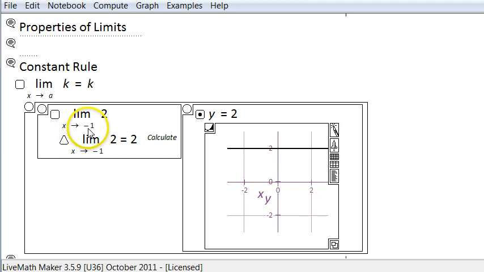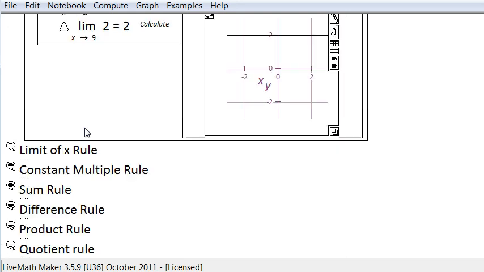I could do the limit as x goes to 0. It's still 2. I could say the limit as x goes to 9. It's still 2. The y value of the function 2 is always 2. What does it care what x is doing? It doesn't. Let x go anywhere you want. The limit is equal to the value 2 there, right?